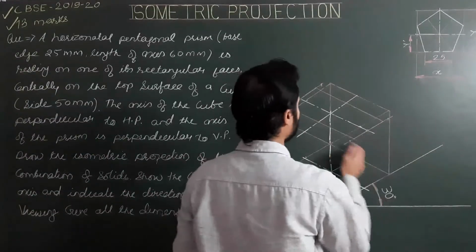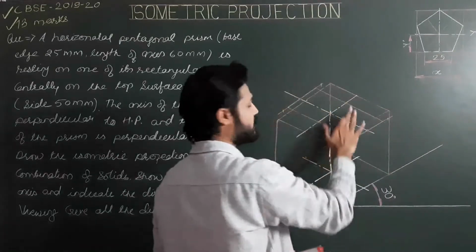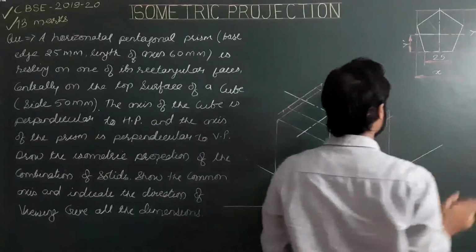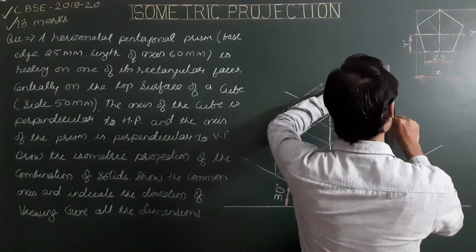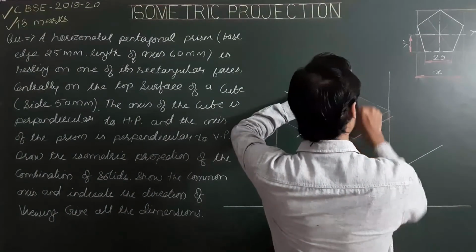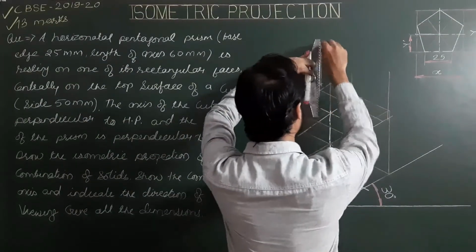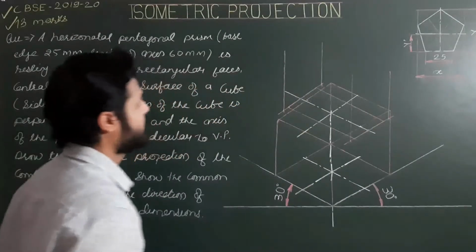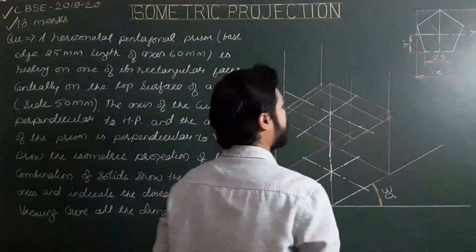Next, from these 4 points, we have to draw lines perpendicular to the horizontal plane or parallel to the third axis. And the height is equal to y. So, drawing lines from these points parallel to the third or vertical axis, and then we have to mark limits to avoid confusion.